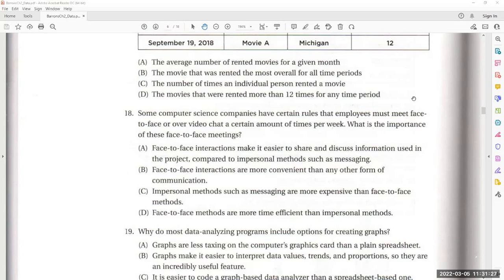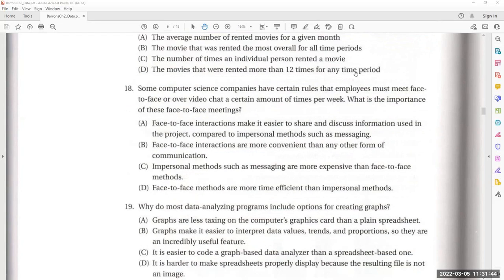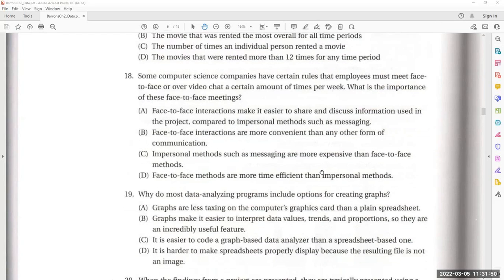C, interpersonal methods such as messaging are more expensive. No, messaging is less expensive compared to you actually sitting together. You need to have one office, and some people may need to travel. Okay. D, face-to-face methods are more time efficient. No, Zoom is more time efficient. So this one is A, correct.